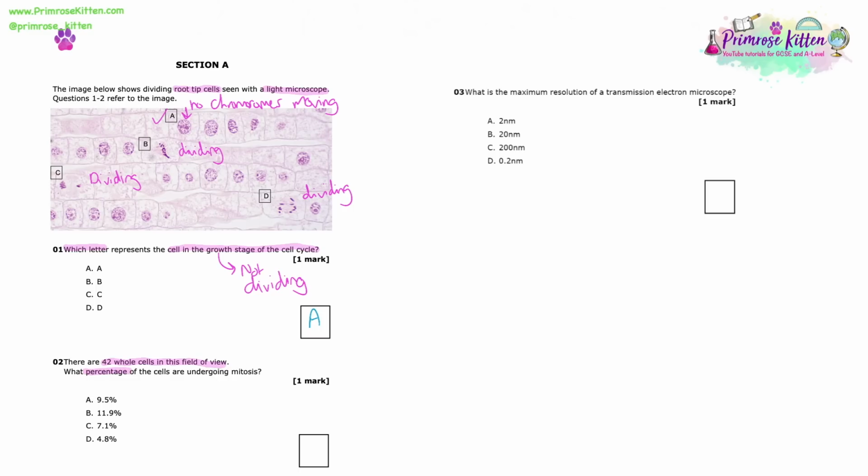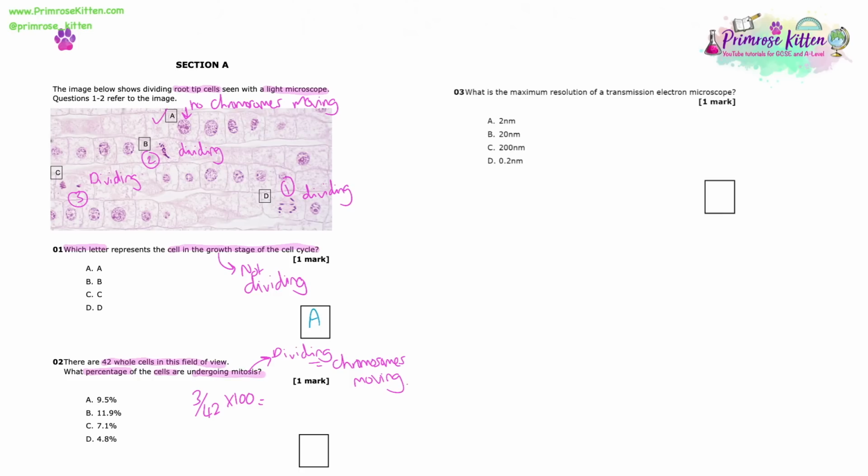Question 2. There are 42 whole cells in this field of view. What percentage of the cells are undergoing mitosis? Okay, so we've already identified that B, C, and D are dividing because there's chromosomes moving. So they're undergoing mitosis because they're in various stages of mitosis because the chromosomes are either being pulled apart or they're in the middle. So therefore we know there's 3 cells that are undergoing division out of the 42 whole cells. There aren't any other cells dividing, you can just check that none of the others were labelled, but there are no other cells that look like that. So it's 3 out of 42 times 100 to give us a percentage, and our percentage comes out about 7.14, which means it is C.